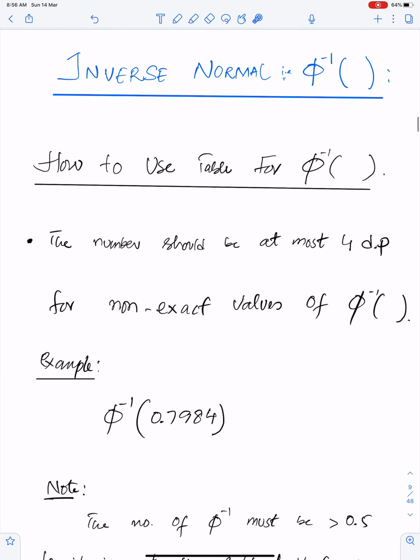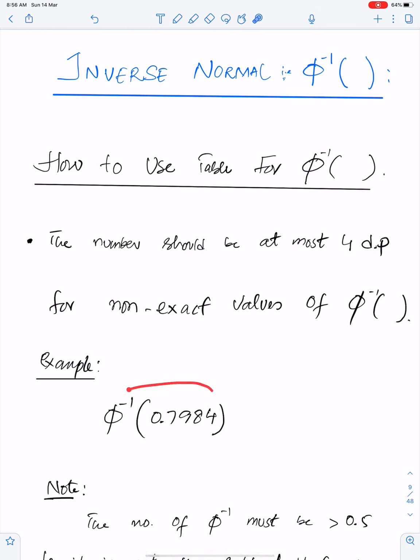Inverse normal. We write phi inverse for inverse normal. How to use the table for phi inverse? The number should be, number one, this is the most important thing, at most 4 decimal places for non-exact values of phi inverse.